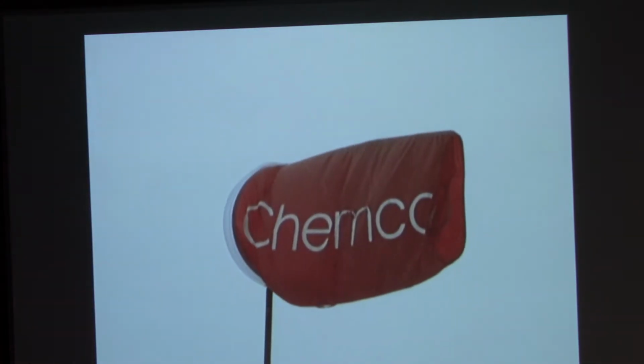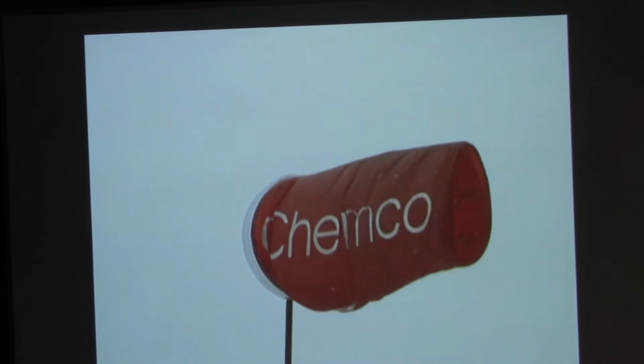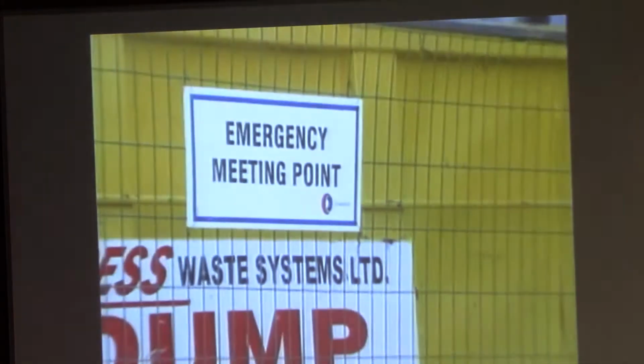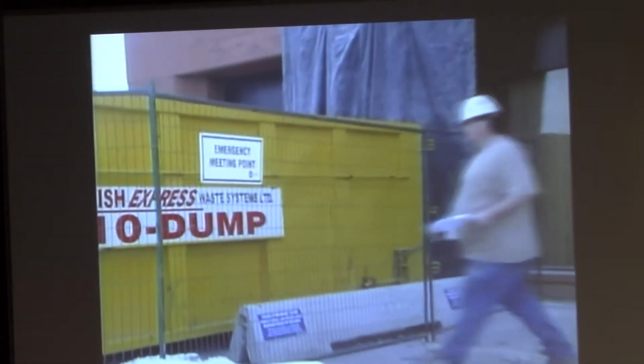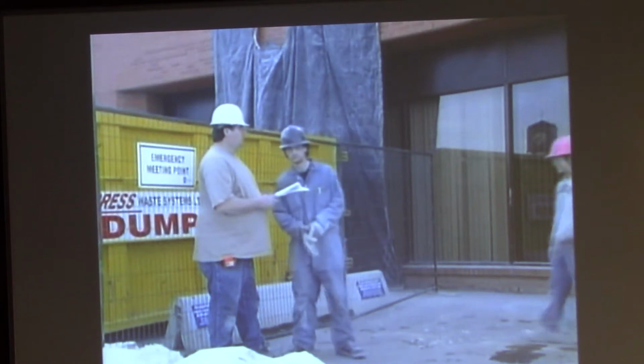Some work sites may have a visible windsock. Otherwise, check wind direction with visual aids such as flags and smoke from stacks. And workers should proceed upwind or crosswind from the source of an emergency to the safest muster point.